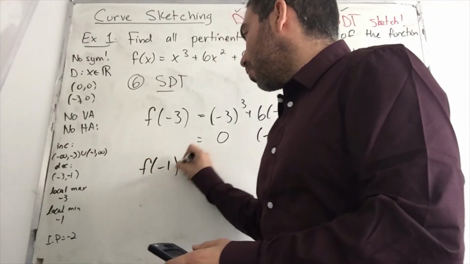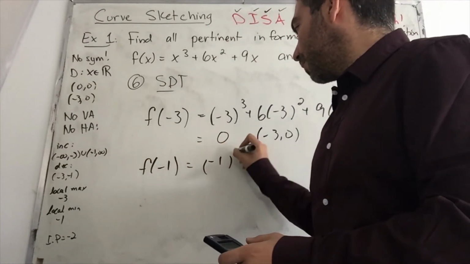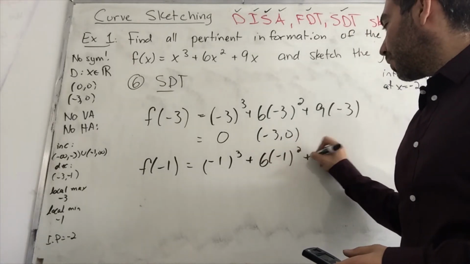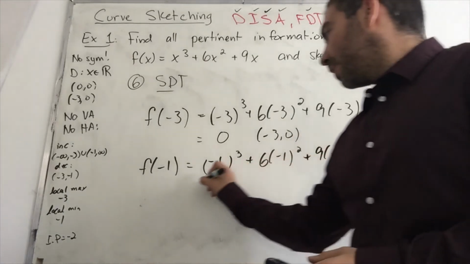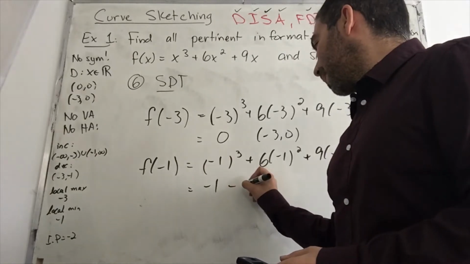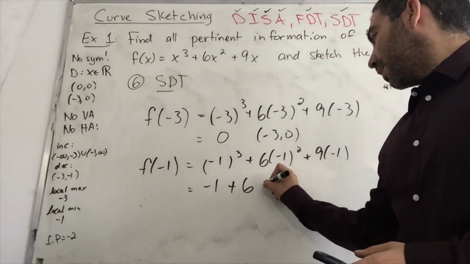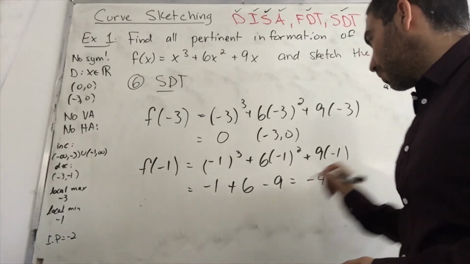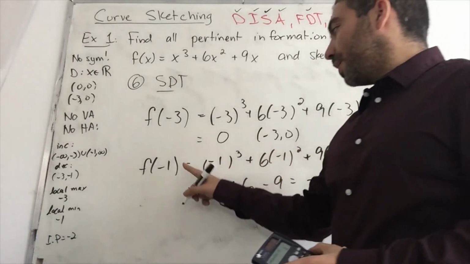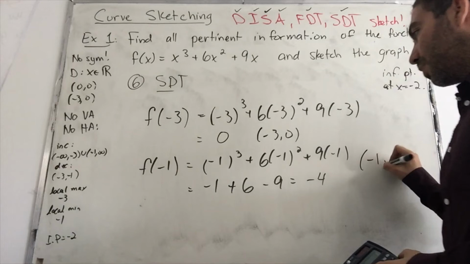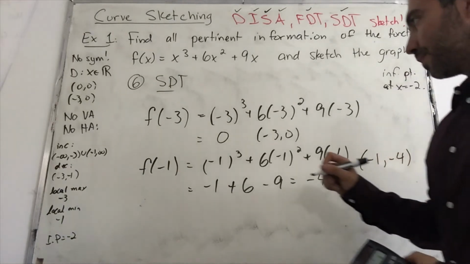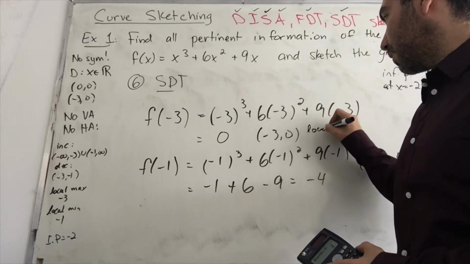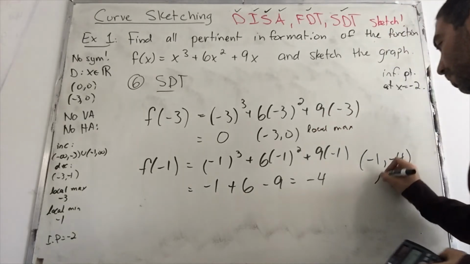Let's check at negative 1. So negative 1 cubed plus 6 times negative 1 squared plus 9 times negative 1, giving us negative 1 plus 6 minus 9. This gives us negative 4. So we have a local min at the point negative 1 comma negative 4. Sorry, this is a local max, and this is a local min.